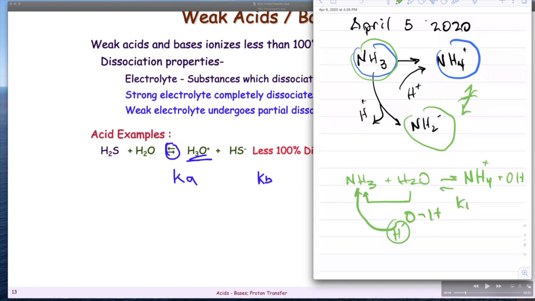And how do you know it's a Kb? Because you form hydroxide. So the product that is formed in an acid-base reaction will dictate whether you have a Ka or a Kb. And these are just equilibrium constants for that particular reaction.